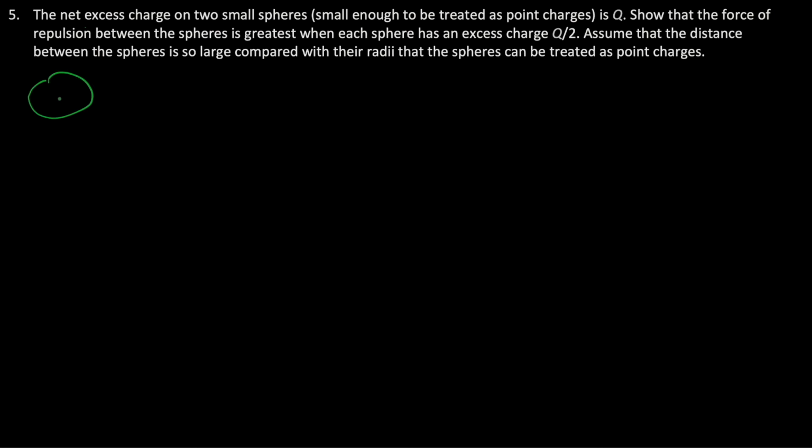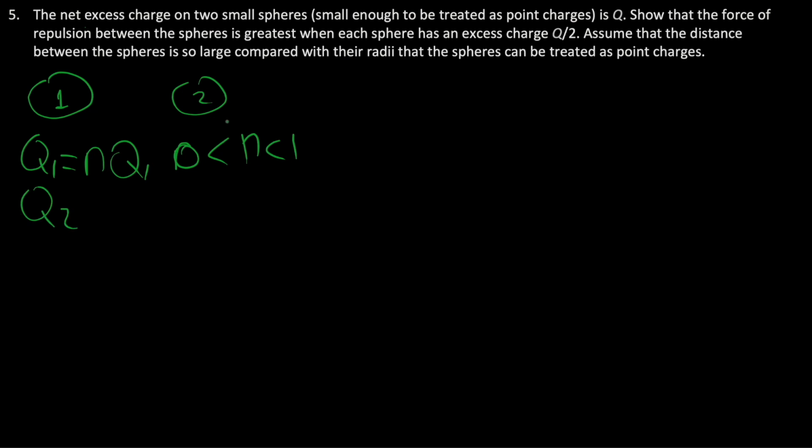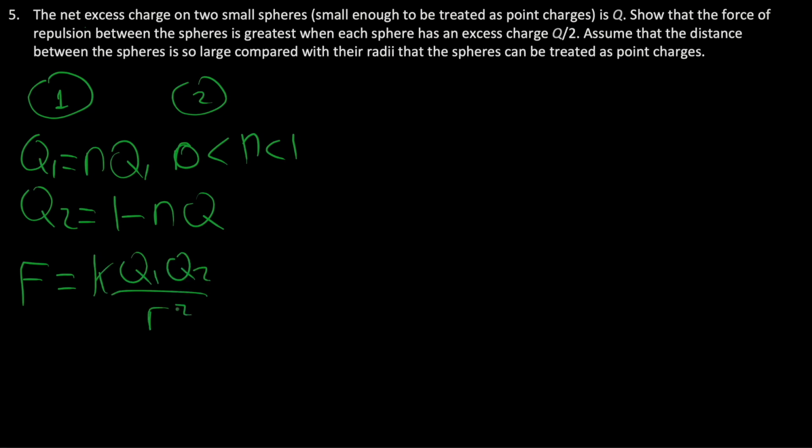So you have two spheres, sphere 1 and sphere 2. So let's say sphere 1 has a charge of nQ, where n is between 0 and 1. Then the charge on sphere 2 is going to be equal to (1 minus n)Q. And we know the force of repulsion is equal to kq1q2 over r squared, where k is a fixed value, the Coulomb constant, and r is so large that they can be treated as point charges. So we don't really care about r and k here, since k is a fixed value. So we only care about the numerator here.